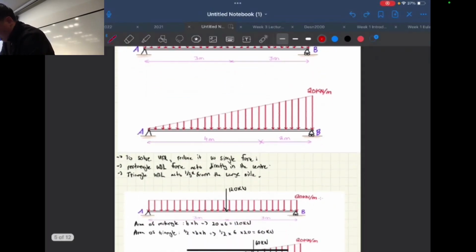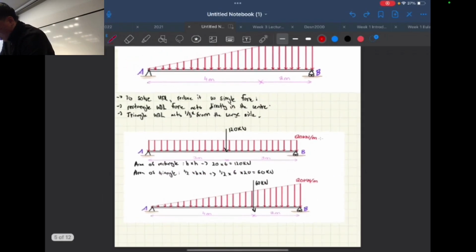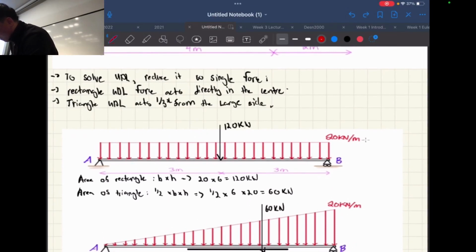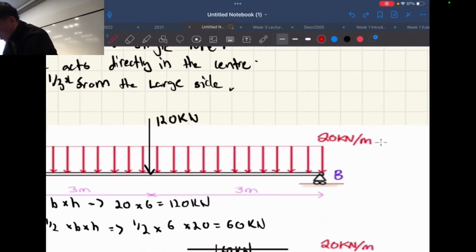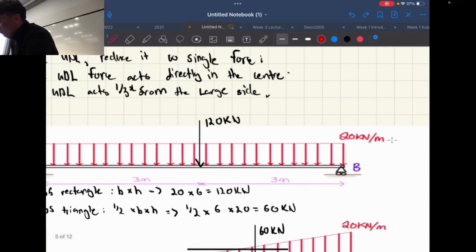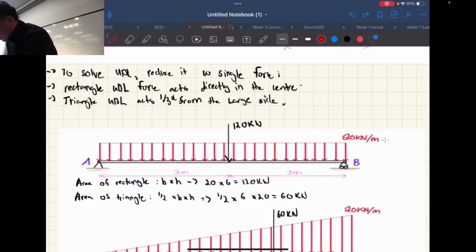So for rectangular UDL, the force for any UDL is just the area of the UDL itself. Here we've got a beam 6 meters long with a UDL of 20 kilonewtons per meter. So the force simplified down is 20 times 6 equals 120 kilonewtons, and for a rectangular UDL it acts directly in the center. So it acts 3 meters this way, 3 meters that way.